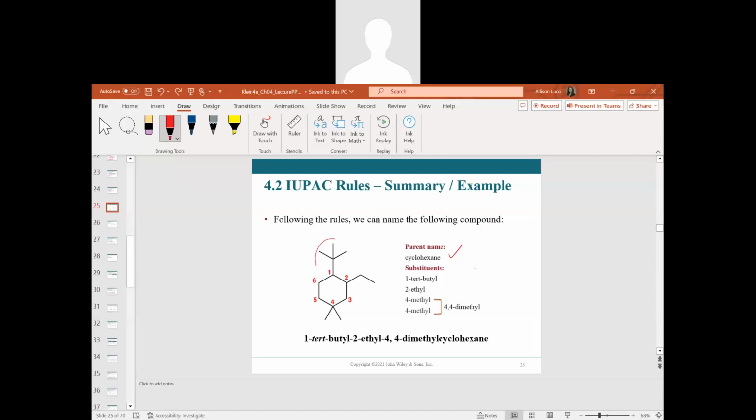So in this case, we have a tert-butyl group there. We have an ethyl group here, and then we have 2 methyl groups on this carbon 4. So if we were to put this all together, then we have on the carbon 1 a tert-butyl group. On carbon 2, we have our ethyl substituent, and then at carbon 4, we have 2 methyl substituents, so we can call that a 4,4-dimethyl.